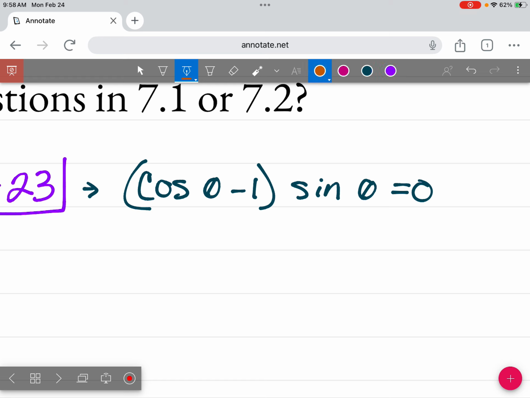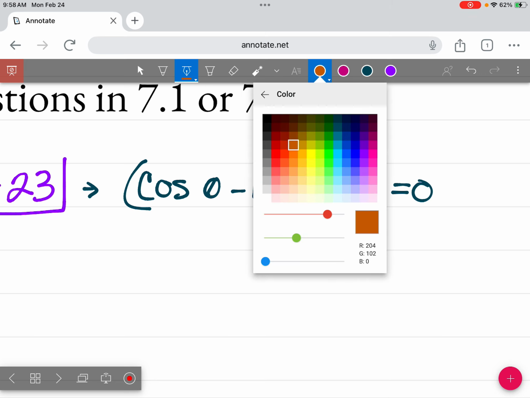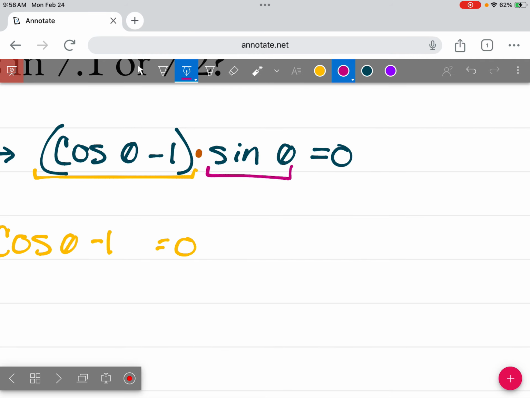Since we are currently in factored form, I've got two things being multiplied together. Since they're being multiplied together, what can I do to figure out where that solution is going to be? Yeah, I can say when does this guy equal 0 and when does this guy equal 0. So I want to know when cosine theta minus 1 equals 0, just like we used to do for quadratics. Take each of our factors and set them equal to 0. And we want to know when sine of theta equals 0.